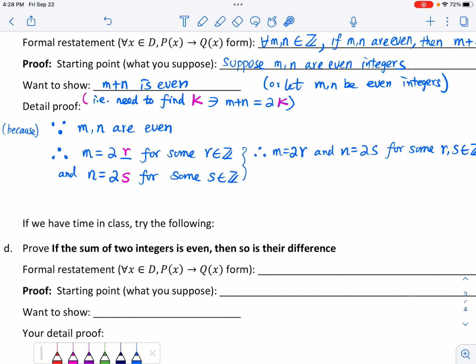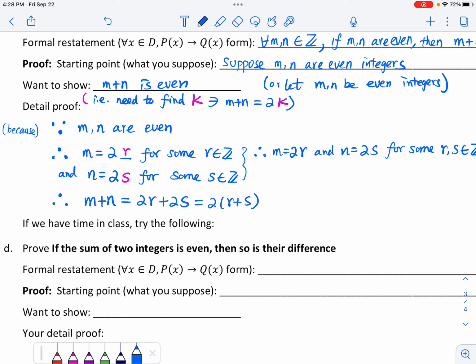Now again, always keep an eye on your "want to show." So you're looking at m plus n, right? Therefore, what is m plus n? m plus n is equal to 2r plus 2s. Well, we are going to do substitution, using the assumptions that we made earlier. So we can do substitution, which gives 2 times (r plus s), right?